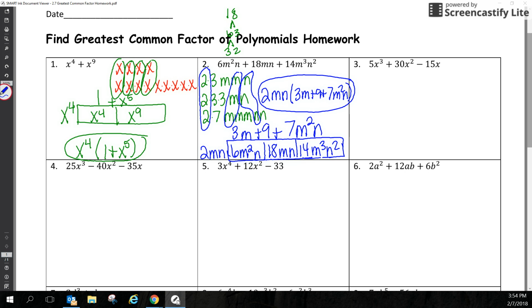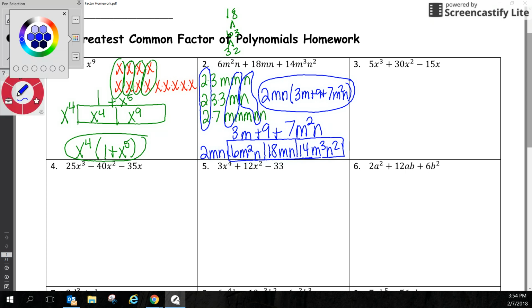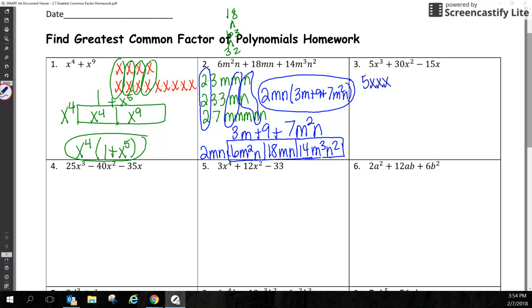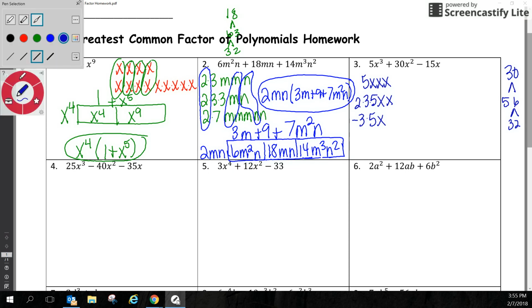All right, number 3. Let's change our color up. Let's just go crazy. Number 3, so for my first term, I've got 5x cubed. For 30, that would be 5 times 6, and 6 is 3 times 2. So 30 is 2 times 3 times 5 with 2 x's. And 15 is negative 3 times 5 and 1 x. So what do they all have in common?